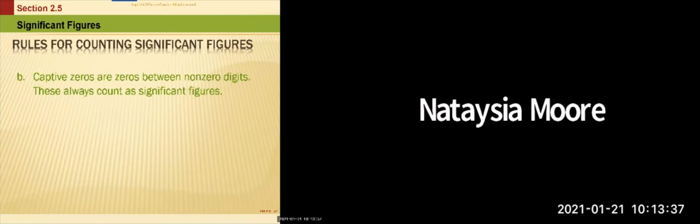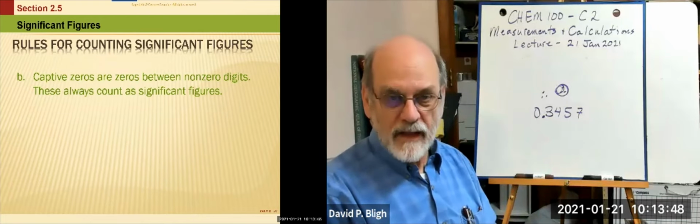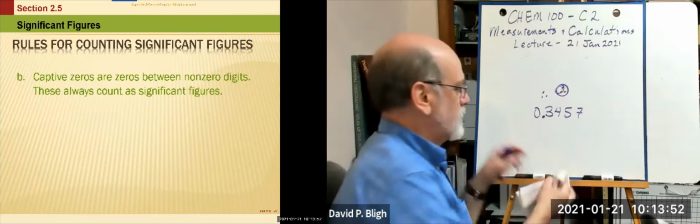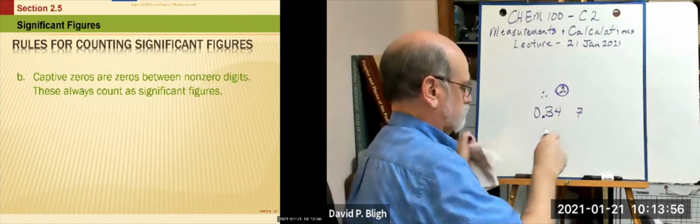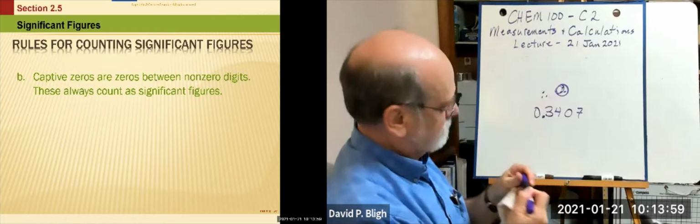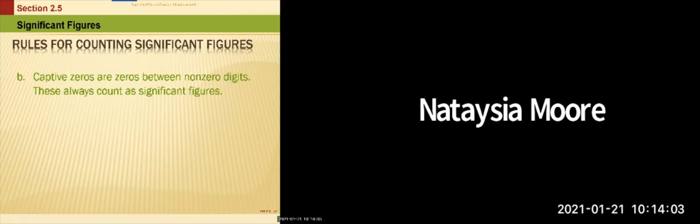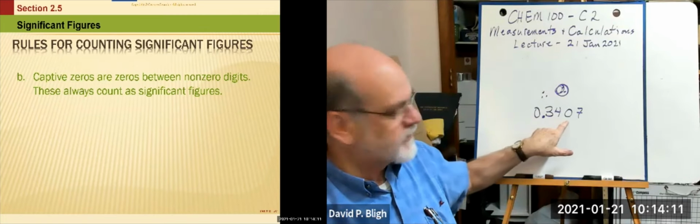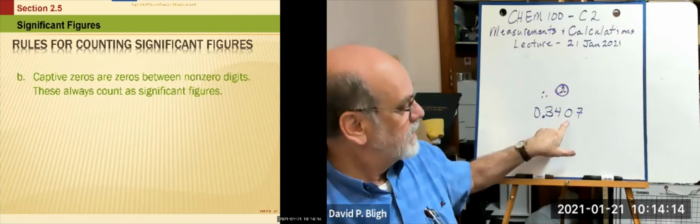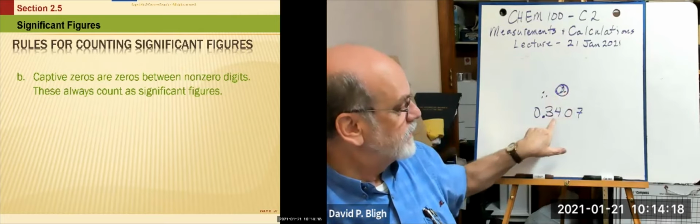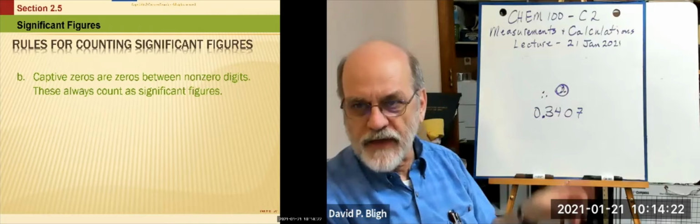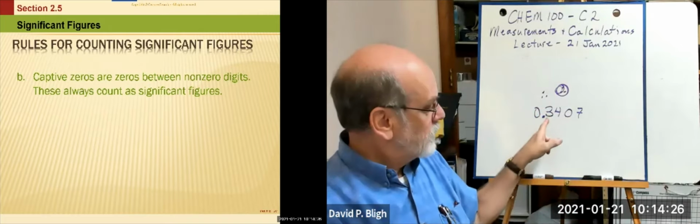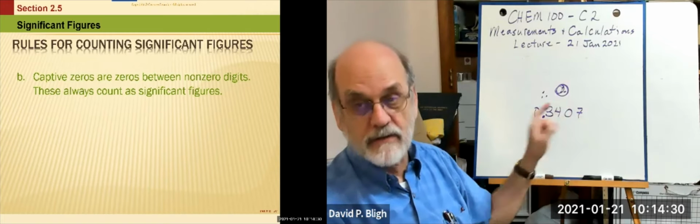Okay, now to rule number two. No zeros are the leading zeros. Leading zeros, yes. That's a leading zero. Now we're going to have a number with a captive zero. Let's just change one of these. Here we go. Now, how many significant figures do we have? We throw that zero out because it's leading. But this one is a placeholder for that position: tenths, hundredths, thousandths. If we don't have that zero there, then it doesn't mean the same thing. If we take the zero out and say 347, that's an entirely different number. So that zero is important.